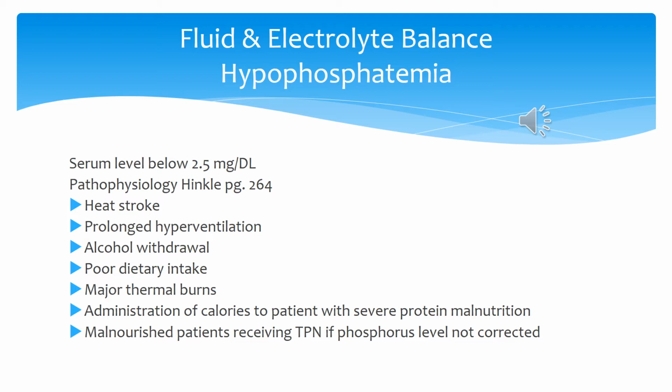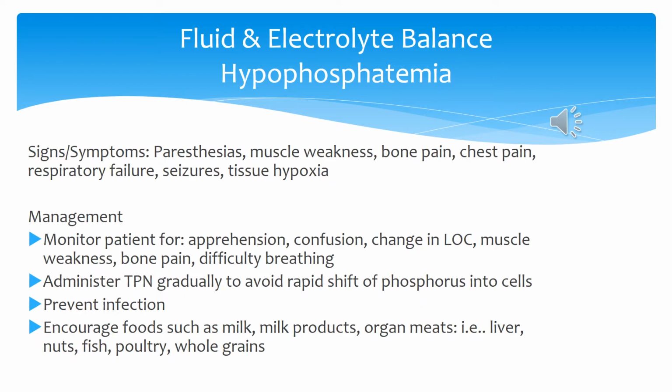Other causes of hypophosphatemia include heat stroke, prolonged intense hyperventilation, alcohol withdrawal, poor dietary intake, diabetic ketoacidosis, respiratory alkalosis, hepatic encephalopathy, and major thermal burns. Symptoms or clinical manifestations of hypophosphatemia include paresthesias, muscle weakness, bone pain, chest pain, respiratory failure, seizures, and tissue hypoxia.